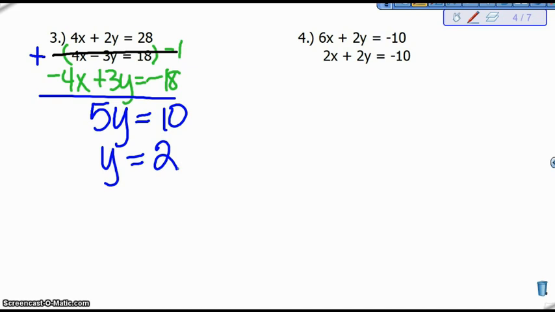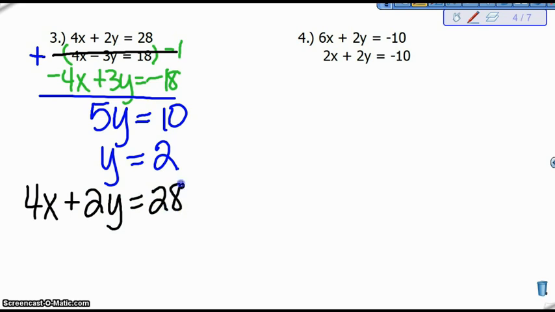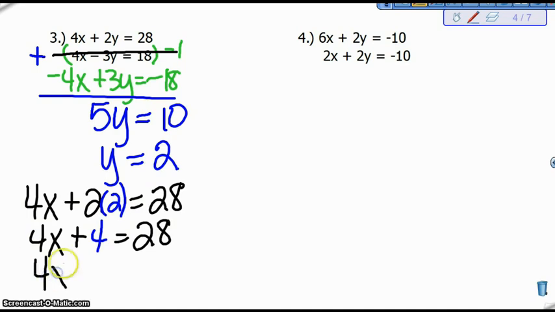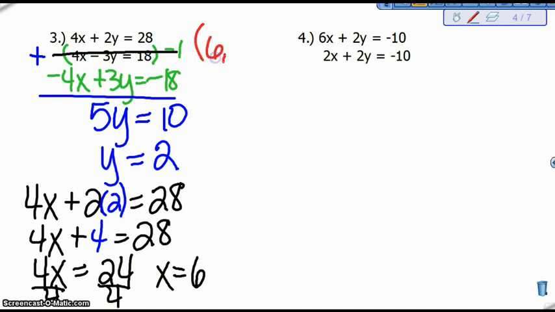Alright, so I'm going to take the very first equation, 4x plus 2y is equal to 28. And since I know y is 2, I'm going to go ahead and replace that y with that 2 and solve. So this turns into 4x plus 4 now is equal to 28. We need to subtract that 4 from both sides, and we get 4x is equal to 24. And I know I have to divide both sides by 4, which means x takes on the value of 6. And if I write this as an ordered pair, my ordered pair is going to be 6, 2.